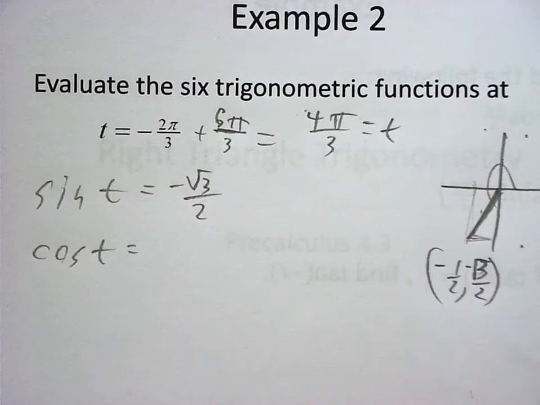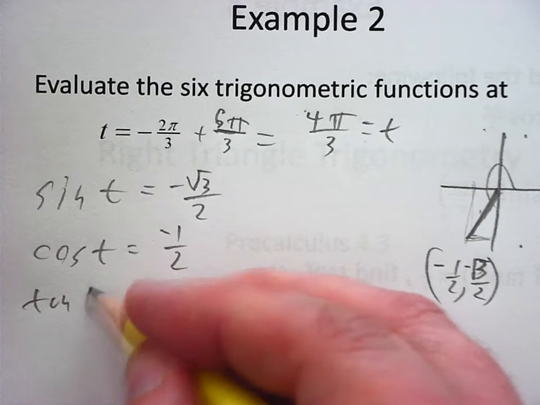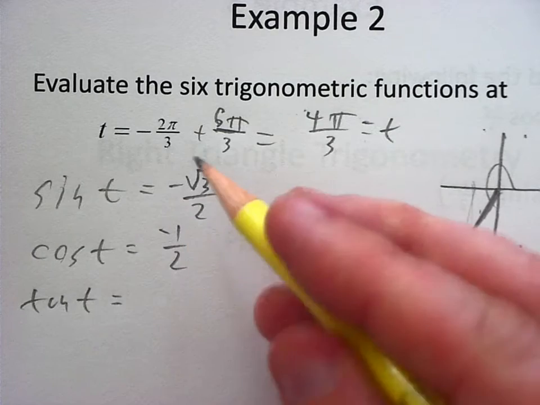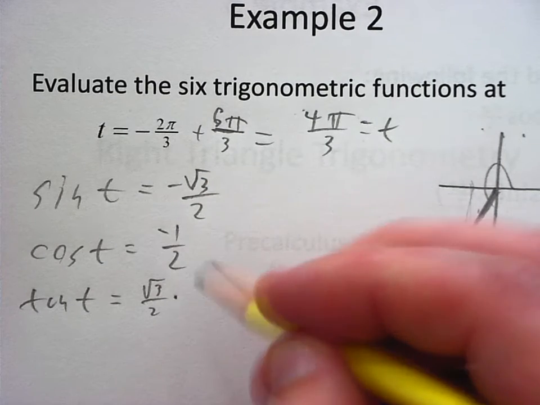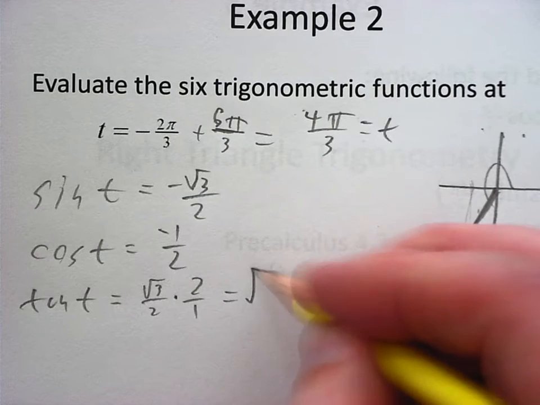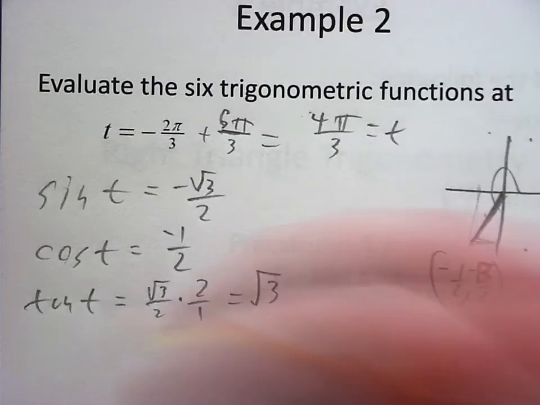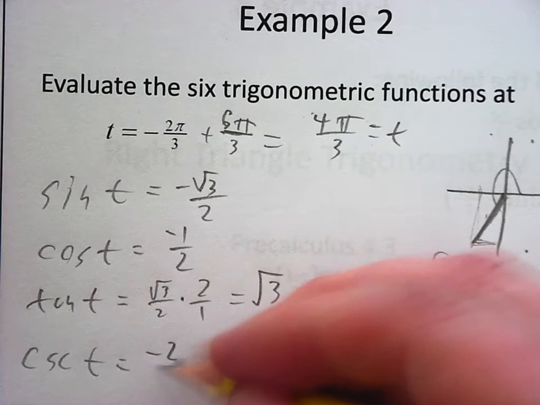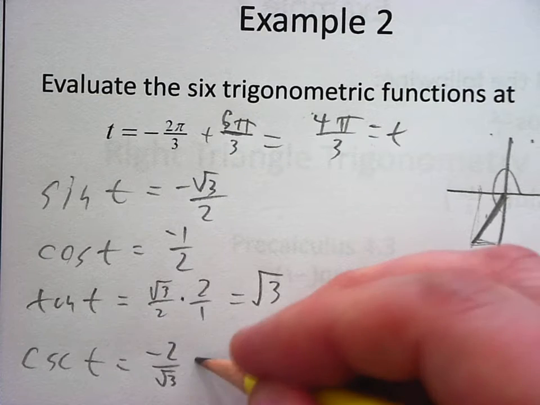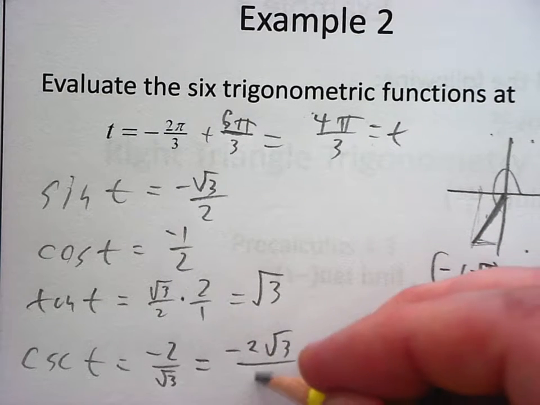Okay, so when I do sine, it's negative square root of 3 over 2. Cosine is negative 1/2. Tangent is going to be, because it's negative over a negative, square root of 3 over 2 times the reciprocal, 2 over 1, gives you square root of 3. Cosecant is going to give you the reciprocal again, so negative 2 over the square root of 3, except, again, you can't keep it that way, so negative square root of 3 over 3.